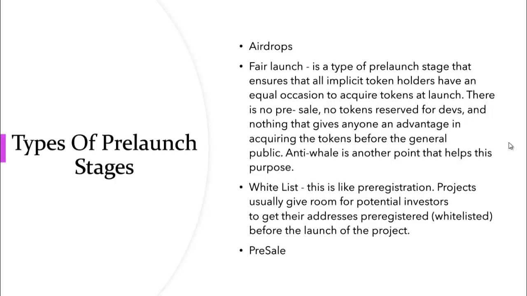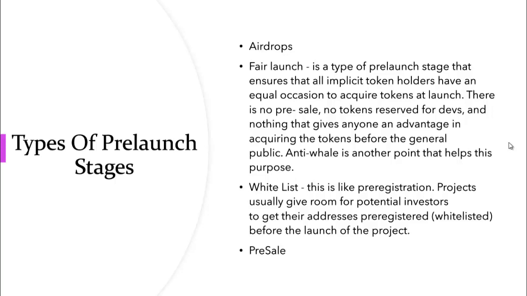Now there's another one, whitelist. This is like pre-registration. You'll be required to do some tasks here and there. Maybe invite people to the Telegram group. Maybe they'll do a shilling competition or something like that. Projects usually give room for potential investors to get their wallet addresses pre-registered or whitelisted before the launch of the project. Why they do this is to give these guys an opportunity to buy more for less.